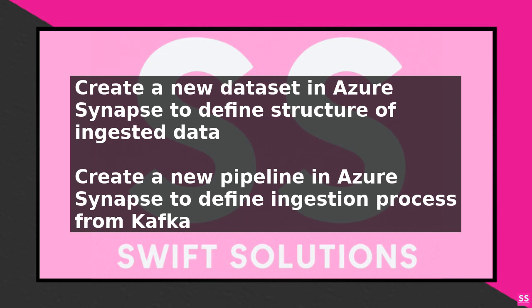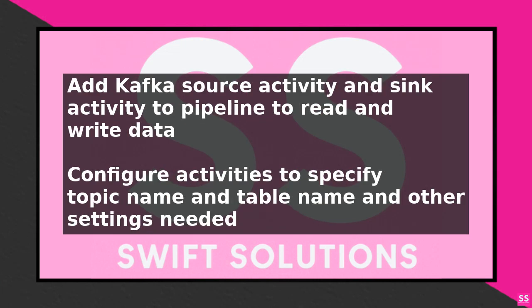Once the pipeline is created, debug and deploy it to start the ingestion process. Monitor the pipeline to ensure that the data is being ingested correctly and troubleshoot any issues that may arise. Best practices include using the correct data types, handling schema drift, and monitoring the pipeline performance.